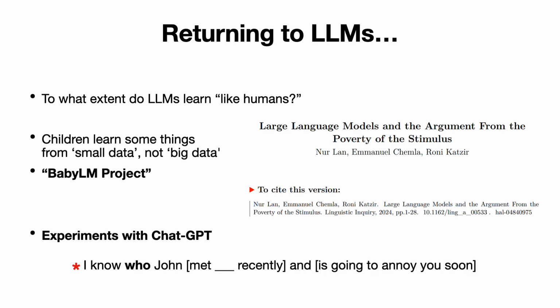So look at this sentence. I know who John met recently and is going to annoy you soon. That sounds pretty weird. It sounds pretty weird for who to be the object of the verb met and also have that phrase coordinated with another phrase. So that sounds pretty bizarre, right?